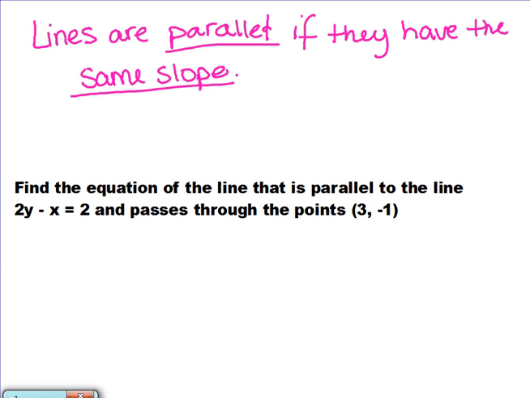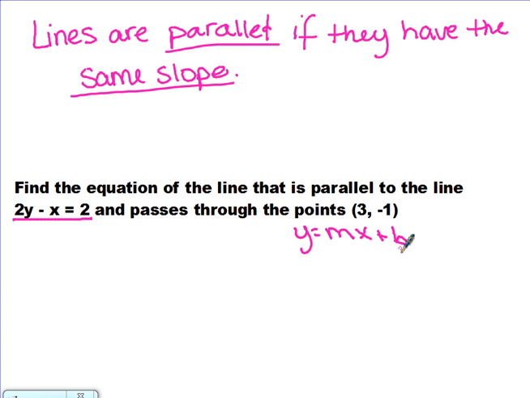For example, find the equation of the line that is parallel to the line 2y minus x equals 2 and passes through the point 3, negative 1. All right, we're finding the equation of a line that is parallel to this line here. Parallel lines have the same slope, so we need to find the slope of this line that's been given to us. In order to find the slope, we need to set it up according to our equation y equals mx plus b, because that is the equation of the line.